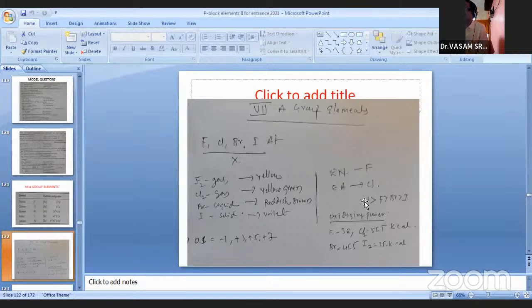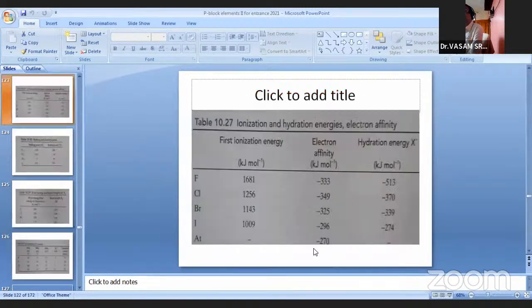So this is the decreasing order: chlorine comes first, next fluorine, next bromine, next iodine. And next, oxidizing power: fluorine 38 kilocalories, chlorine 55.5, bromine 45.5, and iodine 35 kilocalories. Now which comes first? Chlorine at 55.5 exhibits the highest oxidizing power, ahead of fluorine. So these are all the properties of seventh group elements, the halogens.